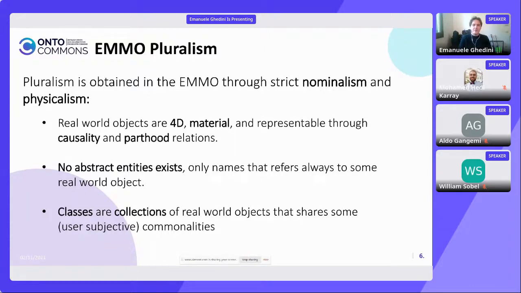But this is not the full principle behind the EMMO, because what we embrace is full nominalism and physicalism. So we say that real-world objects are always 4D, are always material and representable through causality and parthood. So we drop the abstract concept because we want to talk about things that actually exist, in order to avoid any type of misunderstanding about concepts. So we don't want to ontologize abstract entities. Instead, we use classes as a collection of real-world objects that play the role that abstract individuals play in other ontologies. So we have found that nominalism and physicalism are a great way to clear the way of misinterpretations.